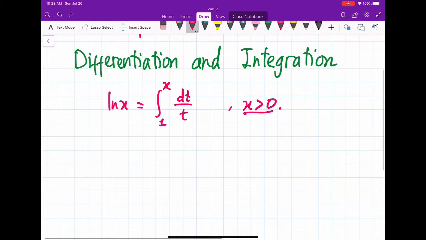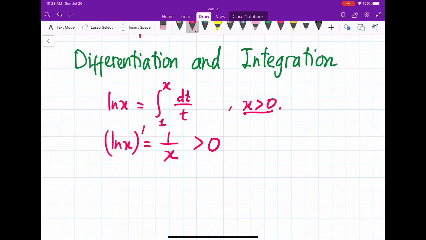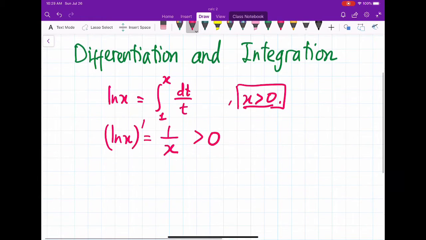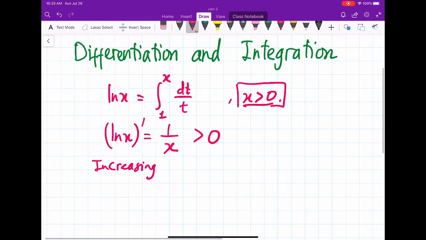And we know that the derivative of ln of x is 1 over x, which is always greater than 0 because x is greater than 0. So our function is increasing, right? Increasing. You see? And since this function is increasing, we know that such a function is 1 to 1 on its domain.